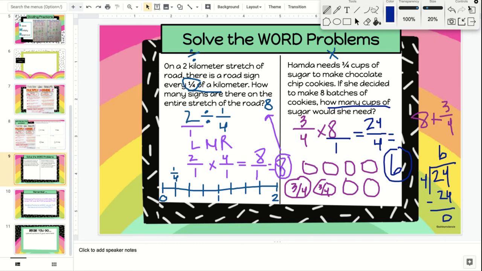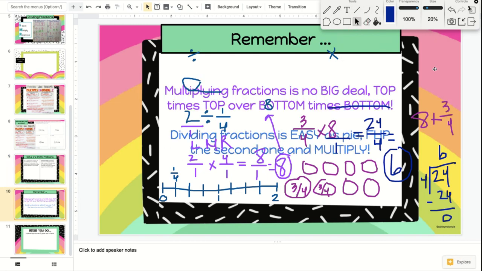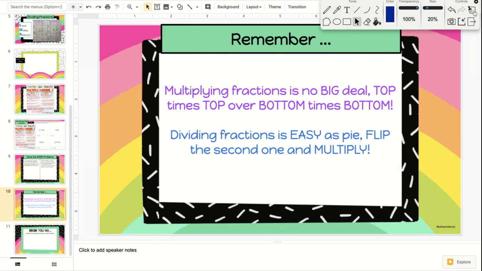All right, so that's it for the lesson. What I want you to remember is here's a little saying to help you remember. Multiplying fractions is no big deal. Top times top over bottom times bottom. Dividing fractions is easy as pie. Flip the second one and multiply. So that's just a little saying to help you remember the steps for multiplying and dividing fractions.